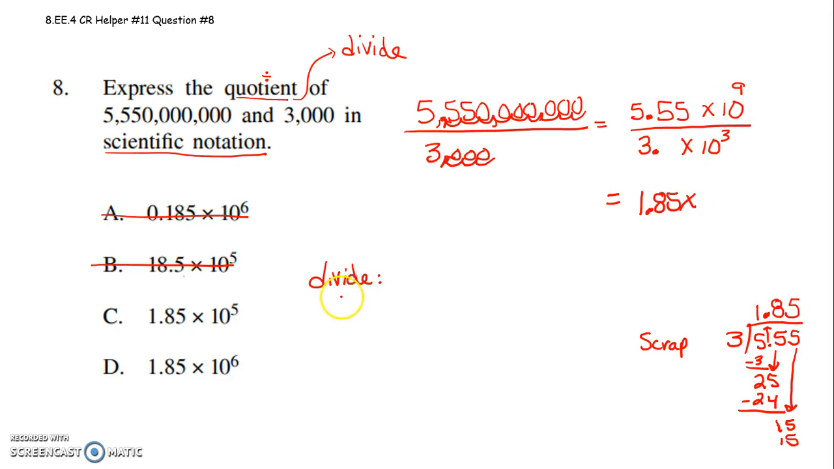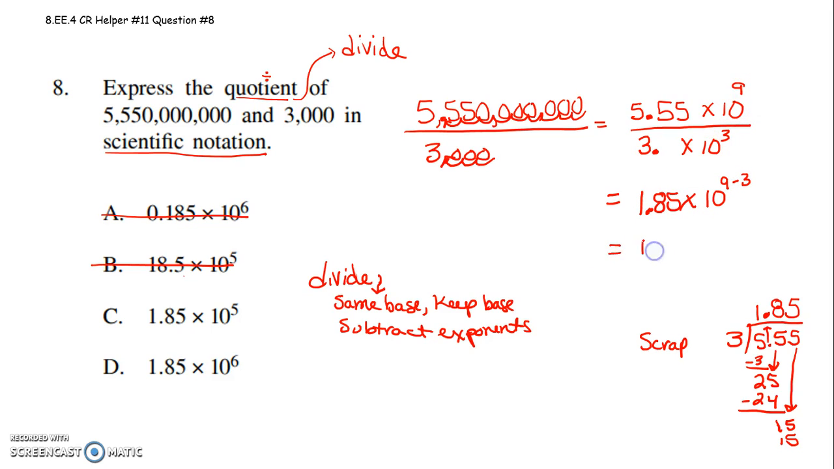And we know when we divide with the same base, we're going to keep the base and subtract those exponents. Okay? If you're dividing with the same base, we keep the base, so I'm going to keep my base of 10. Then I'm just going to subtract my exponents. 9 minus 3. So our answer is 1.85 times 10 to the 9 minus 3, which is 6. There we have it. It is letter D.